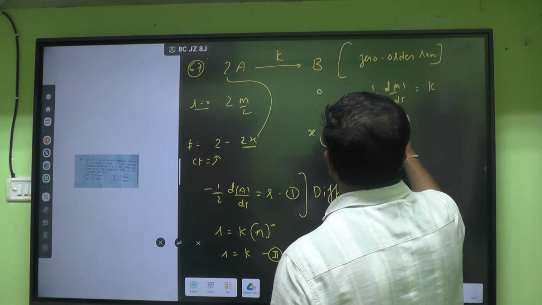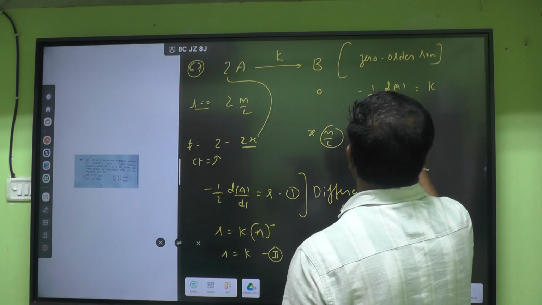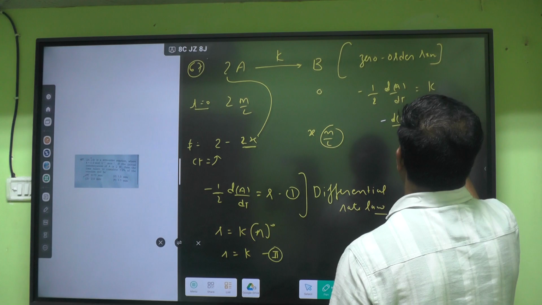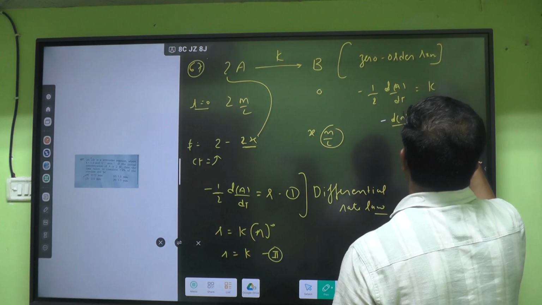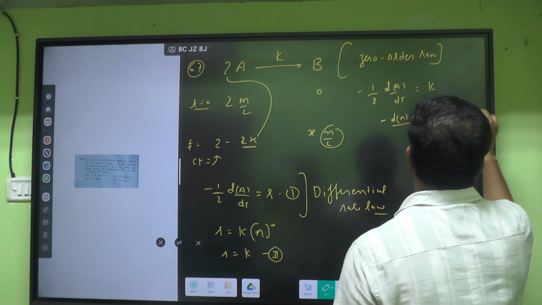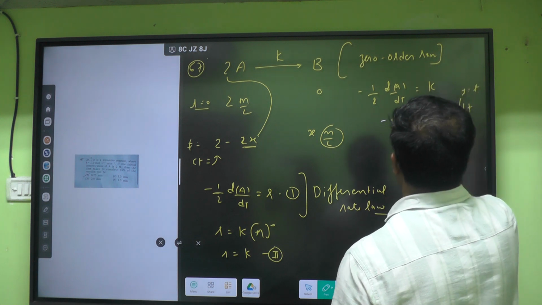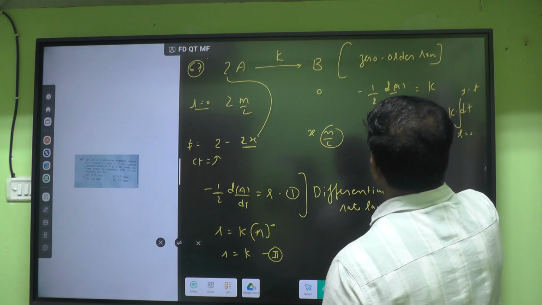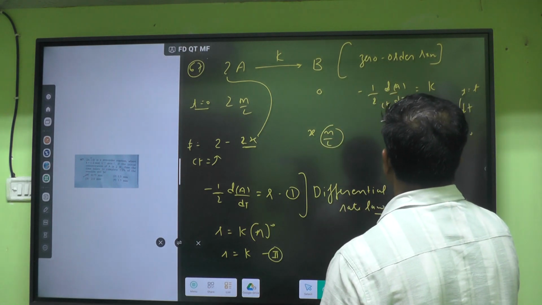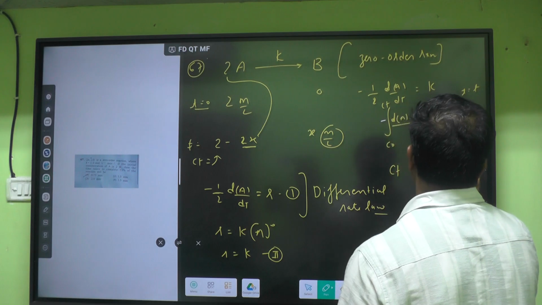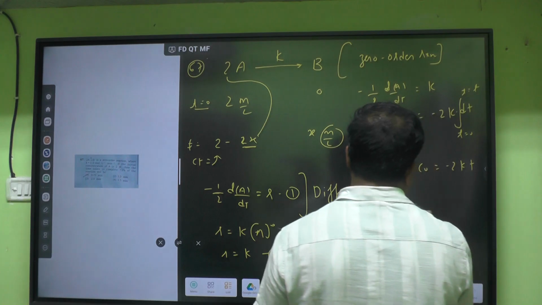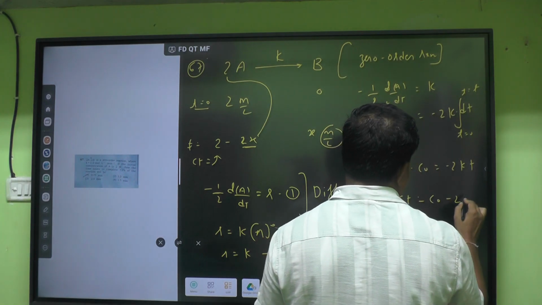Now multiplying by 2, we can write dA is equal to minus 2k dt. Integrate here from time 0 to time t, concentration C0 to Ct. After integration, Ct minus C0 is equal to minus 2kt. Understood everyone? So Ct is equal to C0 minus 2kt.